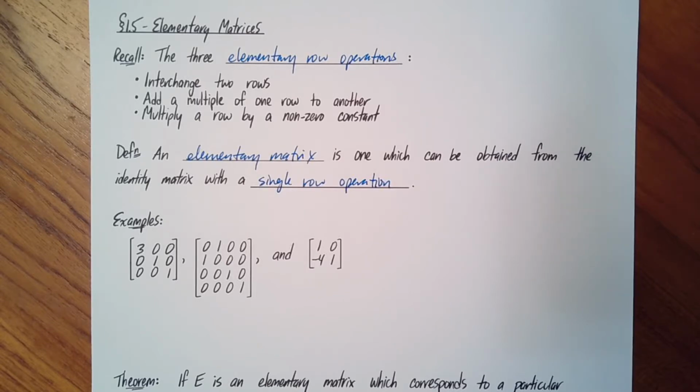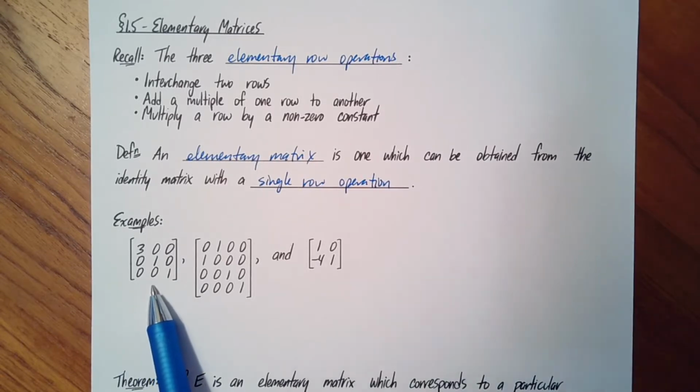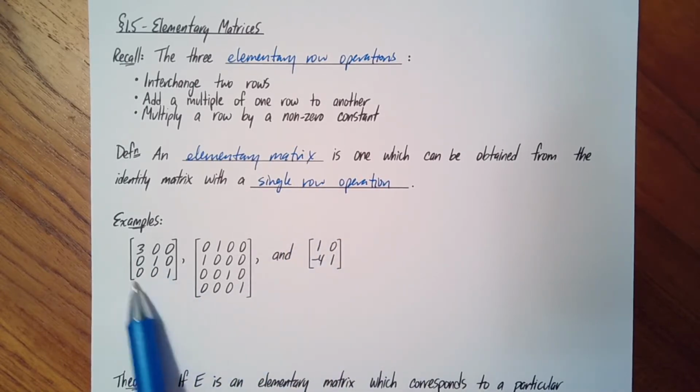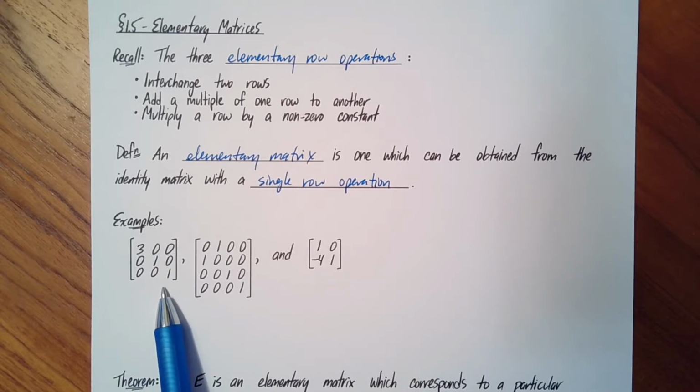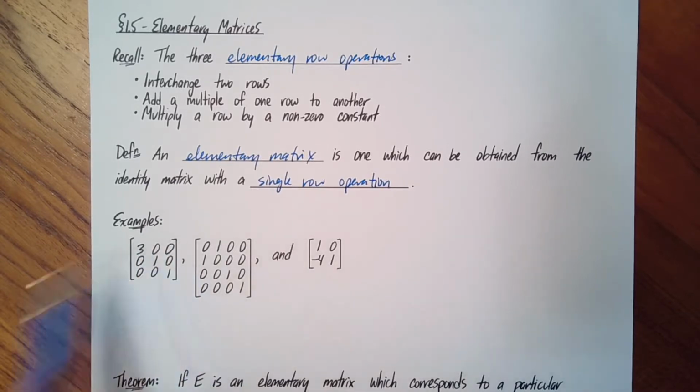So let's look at a couple of examples. Here's a 3 by 3 matrix. I'm going to claim to you that this is an elementary matrix. And how would I justify that? Well, I'd have to be able to tell you how to obtain it from the identity matrix with a single row operation. Now, of course, we must be talking about the 3 by 3 identity matrix here, since this matrix is a 3 by 3 matrix. So ask yourself, what single operation could you do to the 3 by 3 identity matrix that would turn it into this matrix?